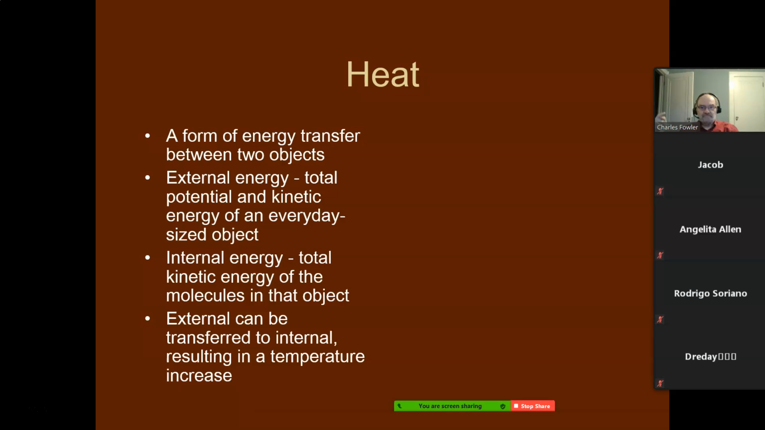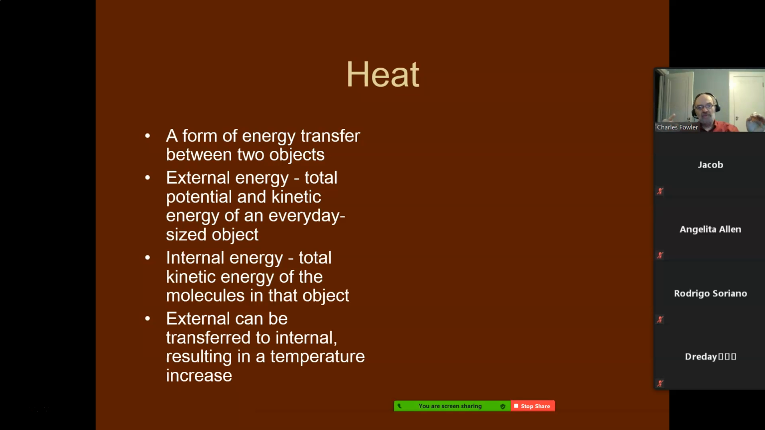Now, the external energy can be transferred to internal, resulting in a temperature change. Okay? So external energy is total potential and kinetic energy of an everyday sized object. Let's just take your hands for instance. If you take your hands together, mine not nearly as cold as they were a while ago, move them together, everyday sized object, and then let's also rub them together.